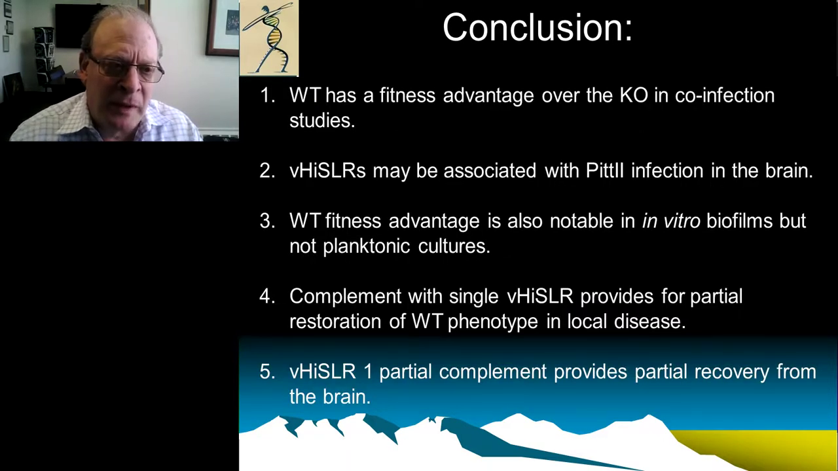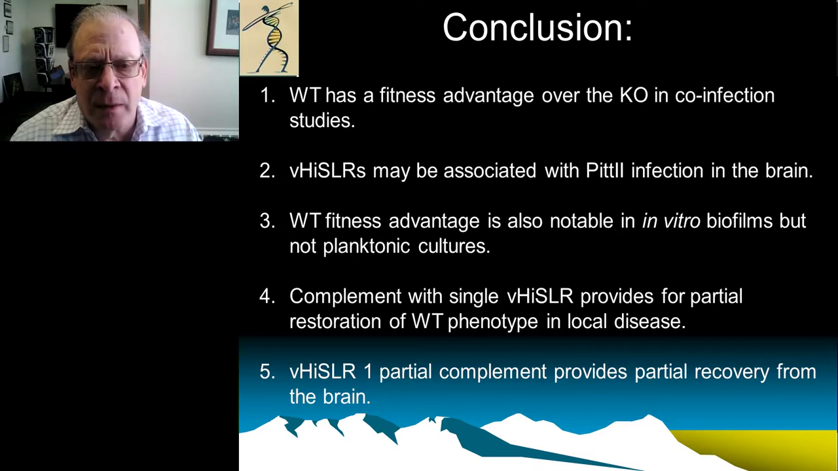So at this point, we could conclude that the wild type had a fitness advantage over the knockout in co-infection studies, and that we thought it was associated with infection in the brain, because we could recover the wild type from the brain, but we could never recover the knockout from the brain. As I said, the wild type also had a fitness advantage in in vitro biofilms, but not planktonic cultures. So all of this supported the concept that it was probably associated with being able to deal with anaerobiosis.